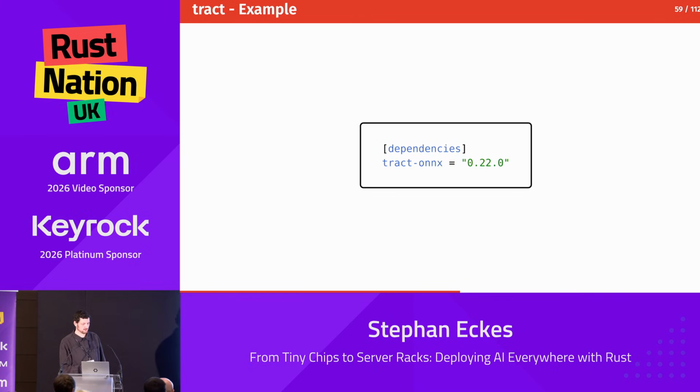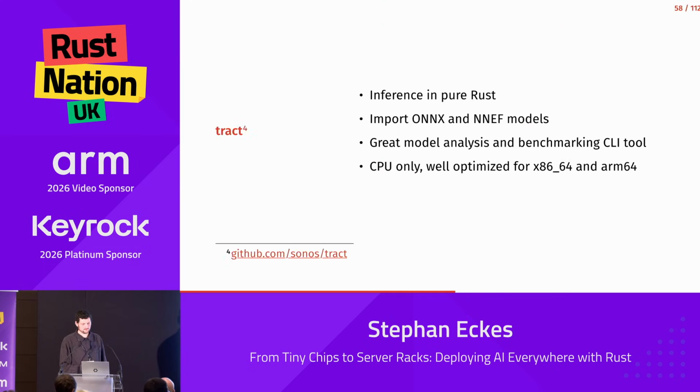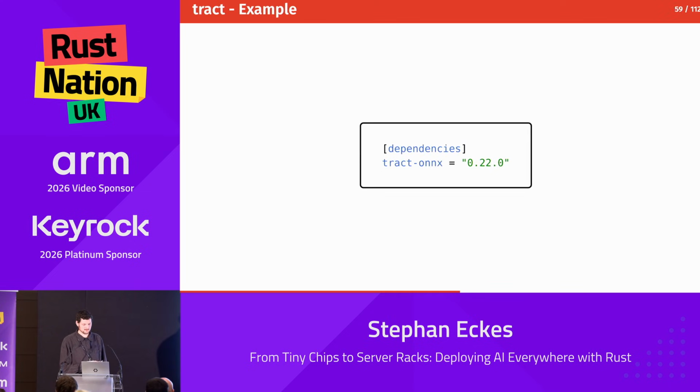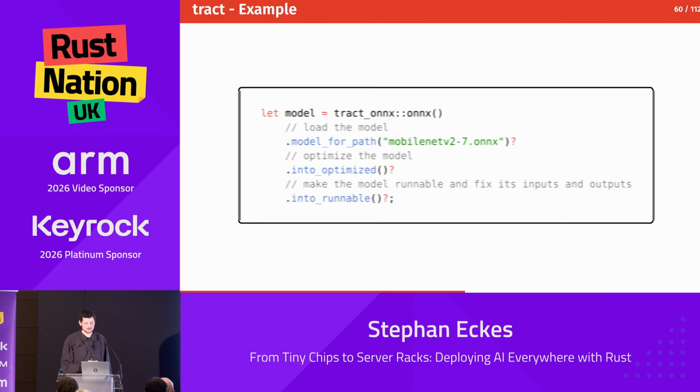This is how you add it. You choose tract-onnx if you want to import ONNX models. And then just choose your ONNX path, your ONNX file. into_optimized will then work a bit on the graph and try to speed things up. And into_runnable then gives you the actual model that you can run the inference on.